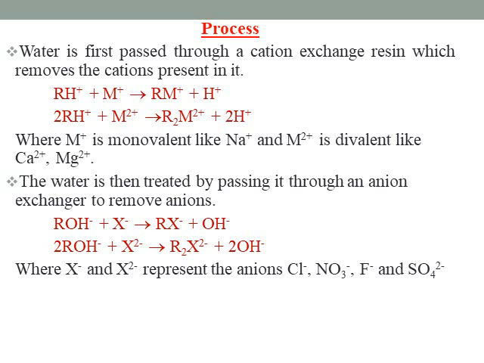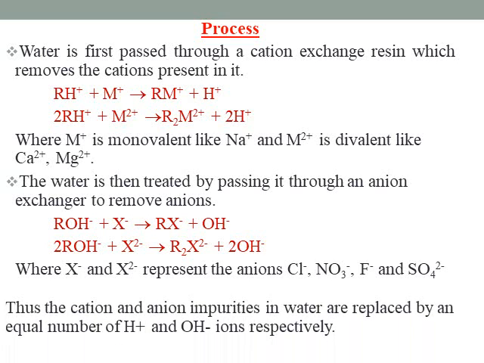Here X minus and X2 minus represent the anions. X minus is for chloride, fluoride, etc., and X2 minus is for NO3 minus, SO4 2 minus, CO3 2 minus, the divalently charged ions. Thus the cation and anion impurities in the water, which cause the hardness, are replaced by an equal number of H plus and OH minus ions and removed from the water, and thus the water is called softened water.